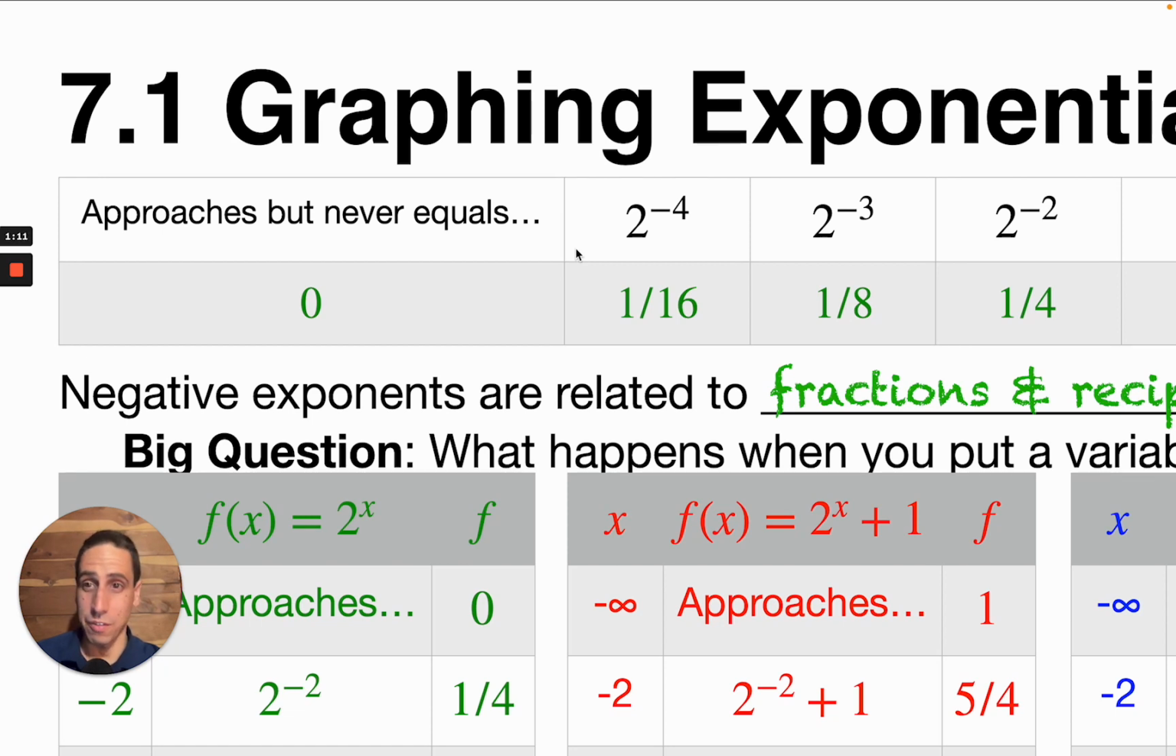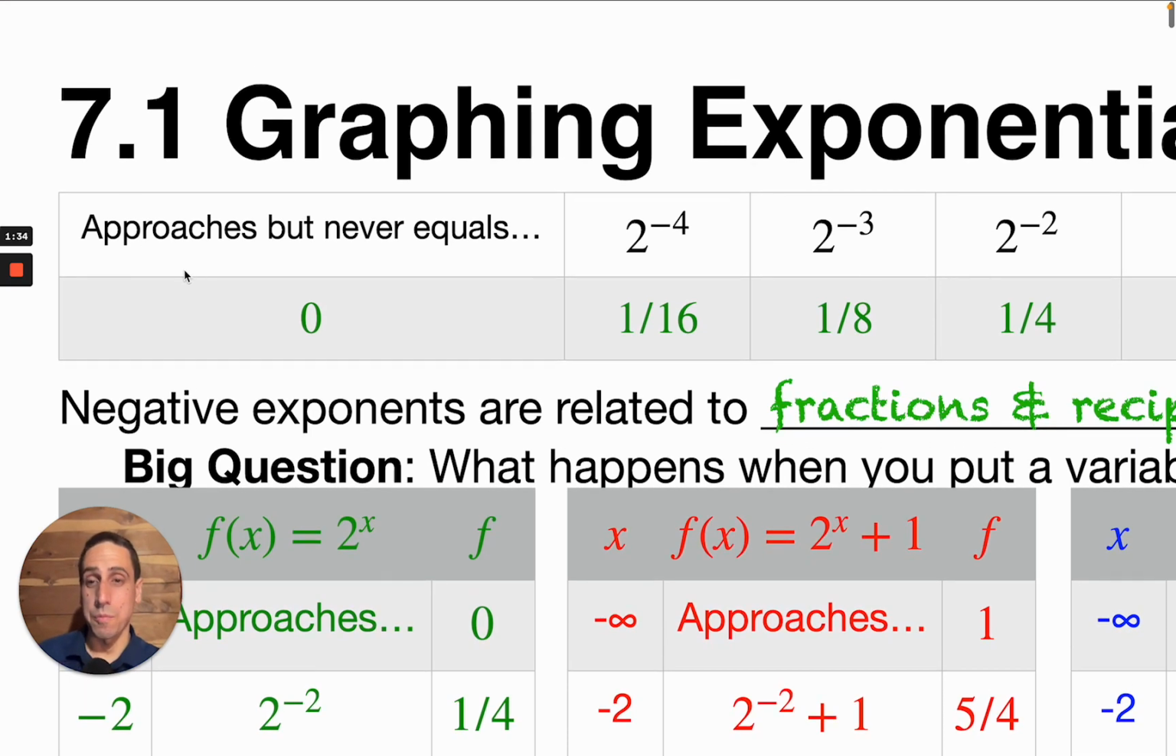If you keep on going 2 to the negative 5th, negative 6th, negative 7th, negative 10th, negative 100th, negative 1,000th, negative millionth, if you keep on cutting that pizza a million times in half, theoretically, mathematically, you'll have a very small amount of pizza, but you won't have zero pizza. Every time you divide a fraction by 2, you'll never get 0. You'll just keep on getting closer and closer to 0. So we can say that it approaches but never equals 0.